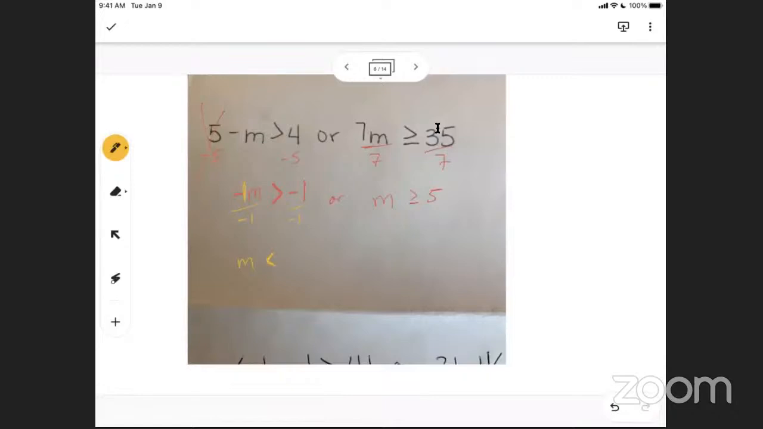And what's on the right side then? Then that would be -1. What's a -1 divided by a -1? 1. That's +1. Yeah. So, m is less than 1, or m is greater than or equal to 5. So my graph is going to look like this. It's going to be at 1, open circle going left, and at 5, closed circle going right.